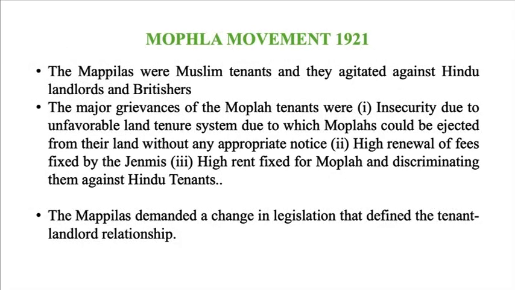So, in the Mopla movement of 1921, Muslim tenants agitated against Hindu landlords and Britishers. The major grievances of the Mopla tenants were insecurity due to unfavourable land tenure, due to which Moplas could be ejected from their land without any appropriate notice, high renewal fees fixed by the Janamis, and high rent fixed for Moplas, discriminating them against Hindu tenants. The Moplas demanded a change in legislation that defined the tenant-landlord relationship.